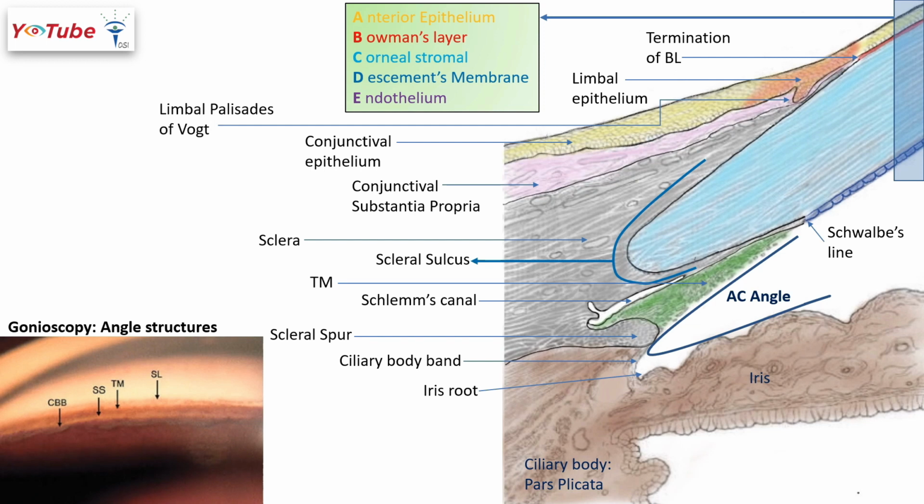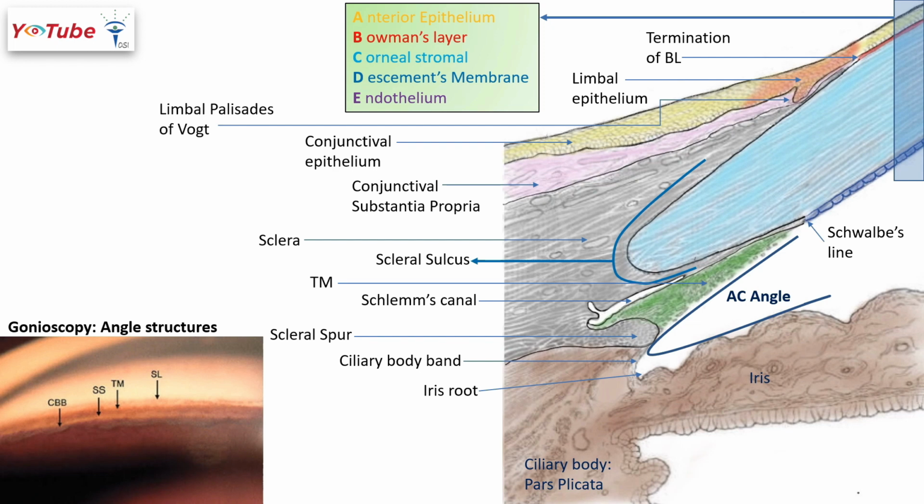So if you see this gonioscopy photo over here, the Schwalbe's line is seen as a faint thin line above, followed by a thin white zone which is the anterior trabecular meshwork, followed by a brownish zone, which is the posterior trabecular meshwork, again followed by a thin white zone, which is the scleral spur, then a brown zone again of the ciliary body band. So in a wide open angle as shown here, all these structures should be discretely seen.